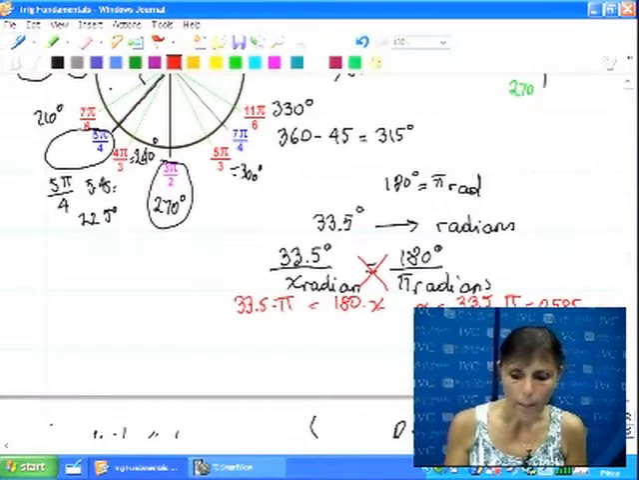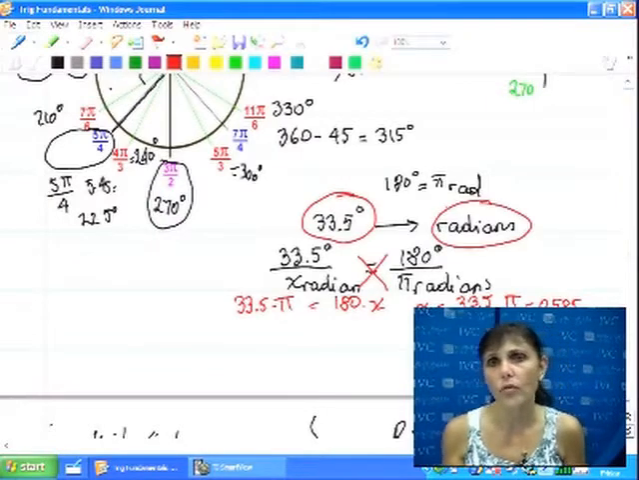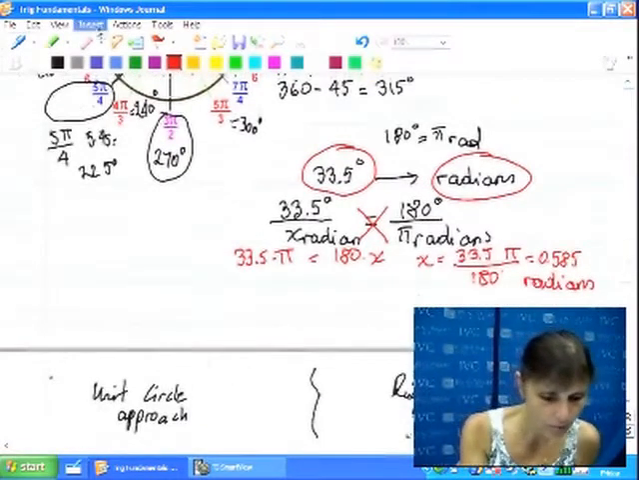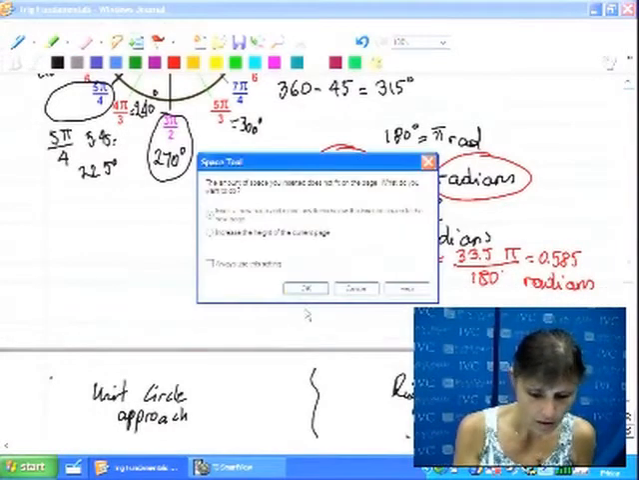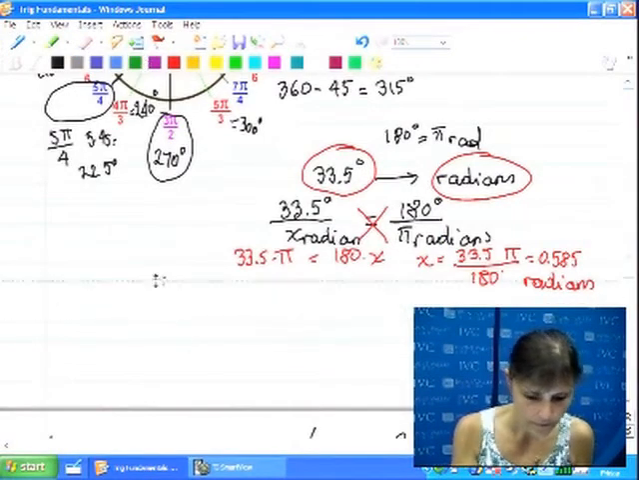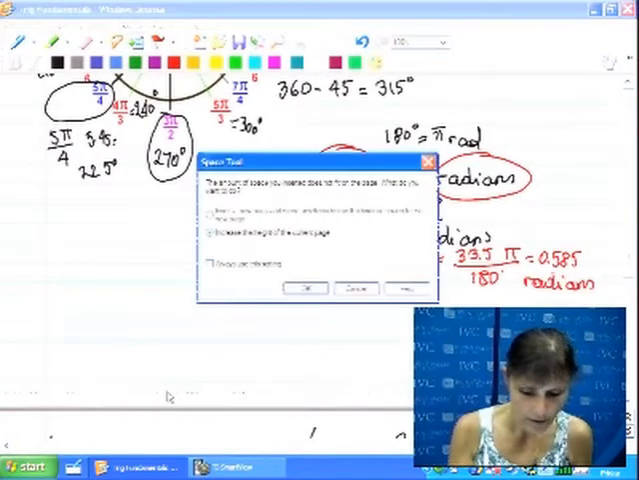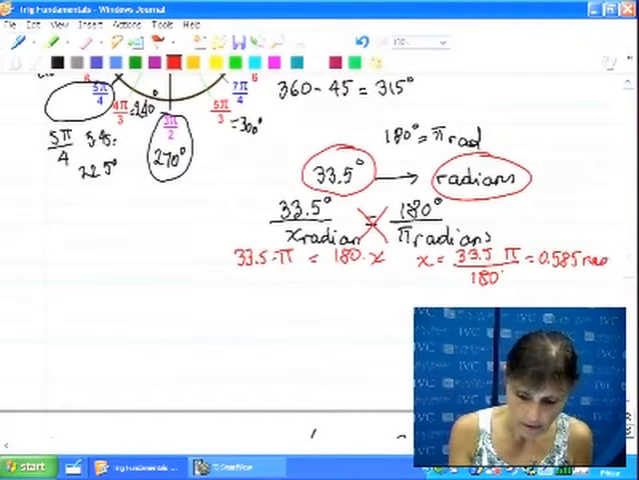Now, what I'm going to do, I'm going to do another problem. This time, instead of going from degrees to radians, I'm going to go from radians to degrees. All right. So what I'm going to do, maybe I'll insert a little bit of a space here.